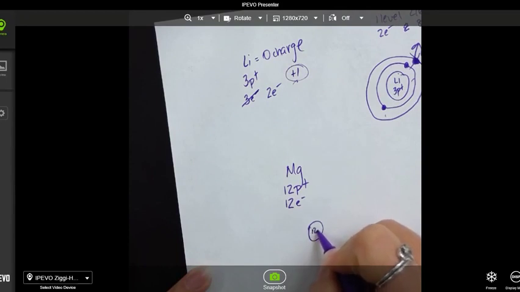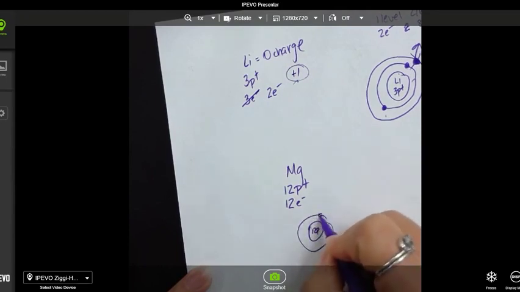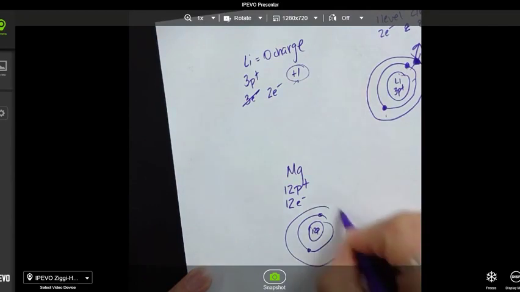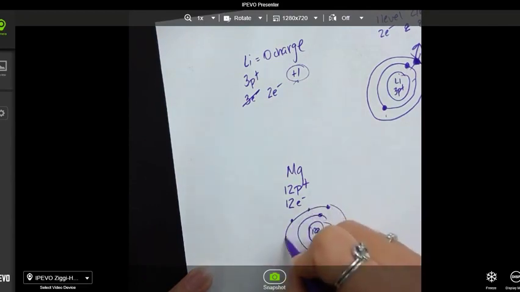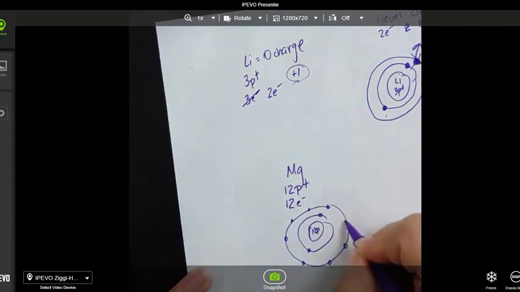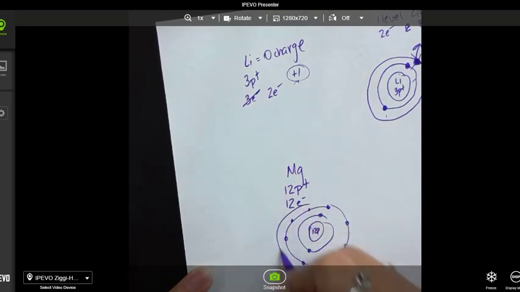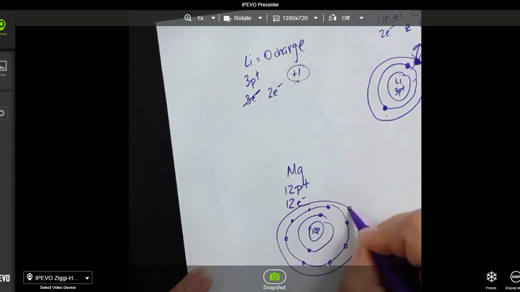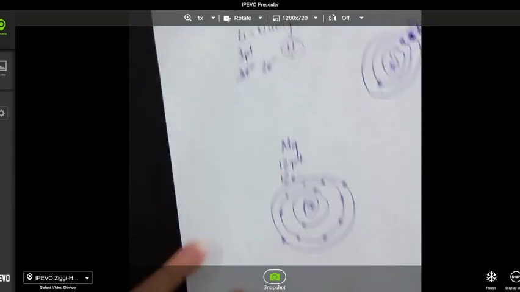Well, if that was the case, here's magnesium. So it's got 12 protons. In its first level, the most it can fit is 2. 1, 2, 3, 4, 5, 6, 7, 8, 9, 10. It's got 8, 1, 2, 3, 4, 5, 6, 7, 8 in its next level. And then in its outer level, it has 2. So there's a total of 12 electrons here.